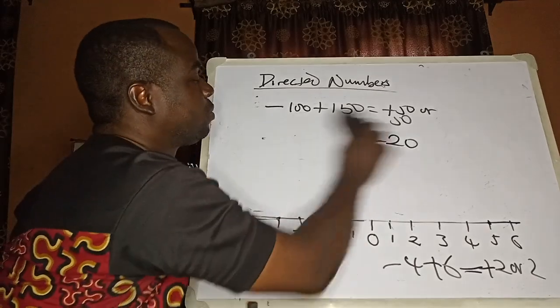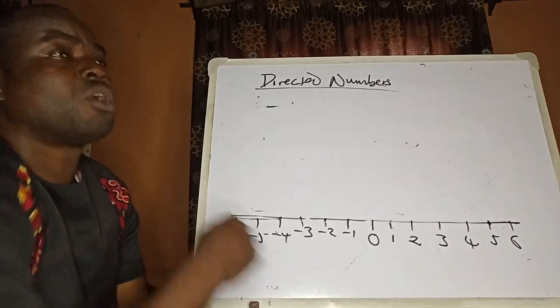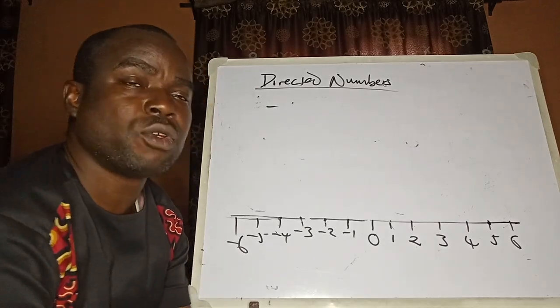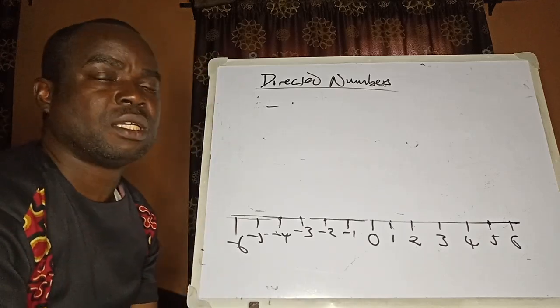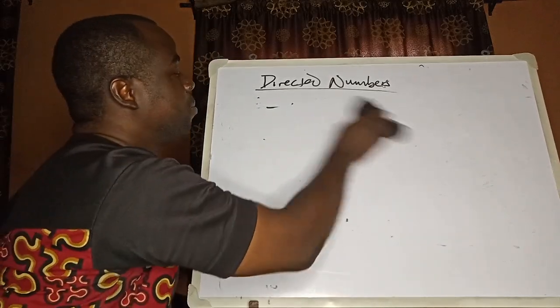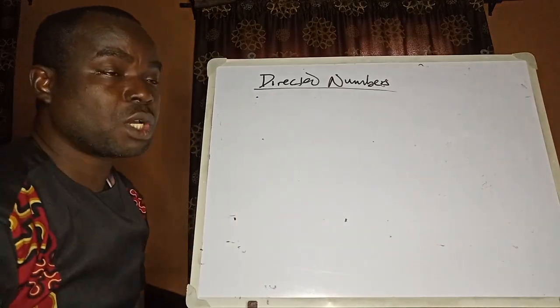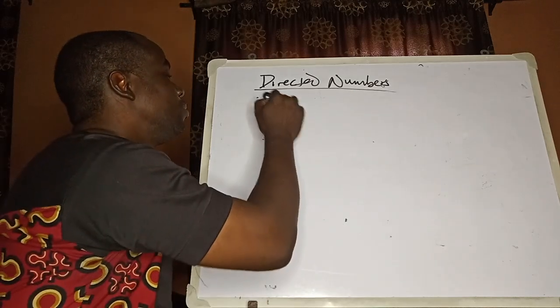Now, that is for addition and subtraction. So if you don't want to use number line, use money. If you see minus, it means you're owing somebody. If you see plus, it means you have it, it is your money. Okay? So that's for addition and subtraction. Then very quickly before we end the video, I want to bring up multiplication and division.